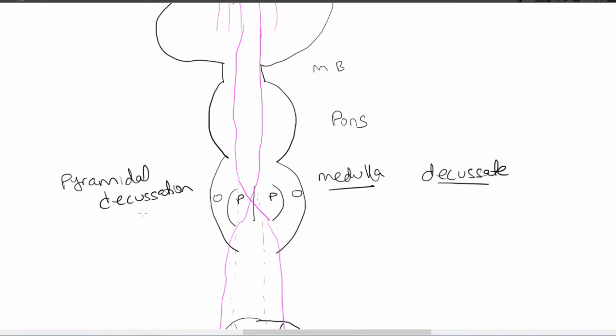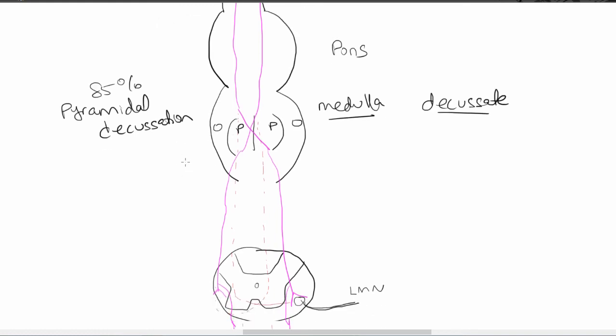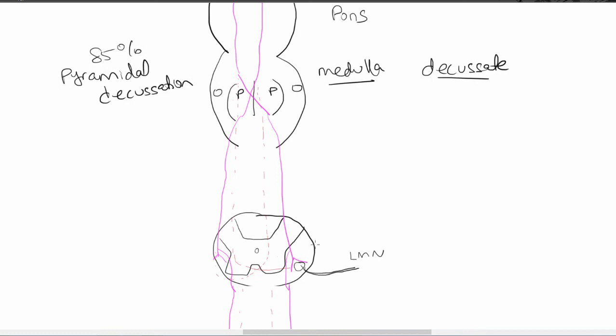Note that not all fibers will cross. About 85 to 90% will cross, and the rest will head straight down to the spinal cord. The ones that cross will then come down into the spinal cord on the lateral aspect of the spinal cord. The ones that come straight down will then cross in the ventral white commissure. Remember, we talked about the spinothalamic tract, how they cross over in the ventral white commissure. Well, so will the ones that did not cross initially.